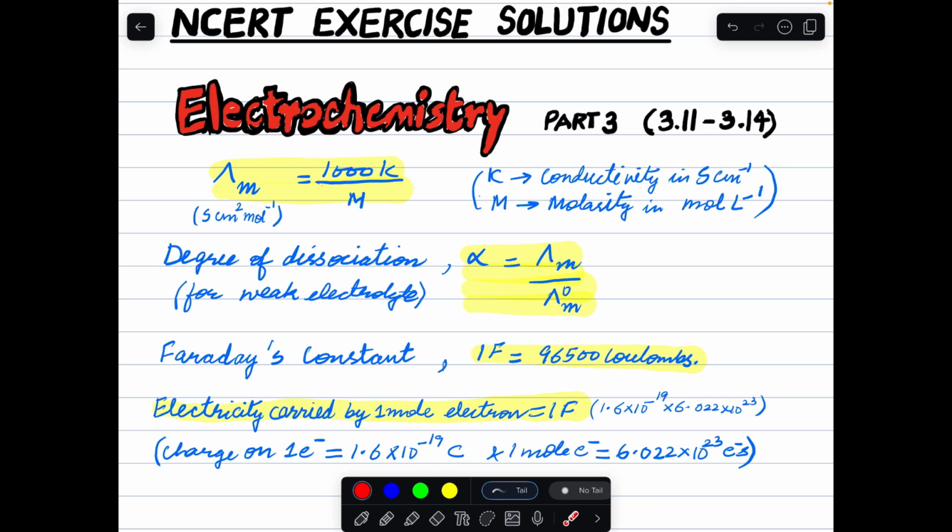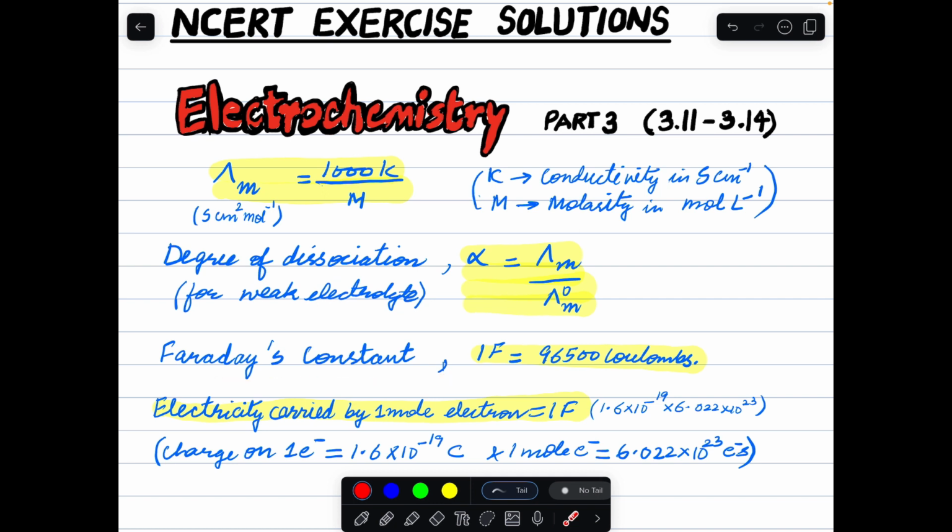We have done questions based on important concepts of electrochemistry in the last two videos. And today we will be solving more problems by applying the interesting concepts of molar conductivity and degree of dissociation for weak electrolyte and Faraday's constant.